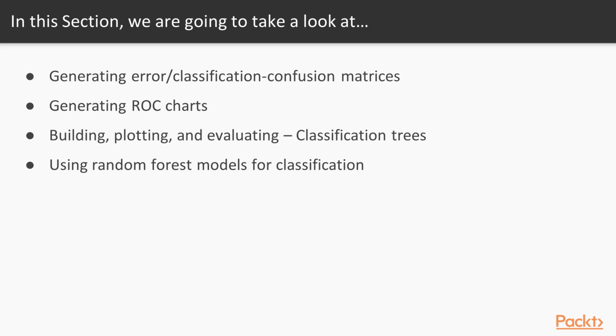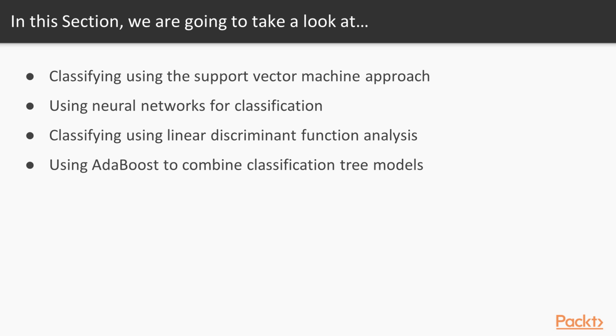Then we will be building, plotting and evaluating the trees and use random forest models for classification. Moving on, we will be classifying using support vector machine, naive Bayes approach and the KNN approach. Next, we will be using neural networks for classification.